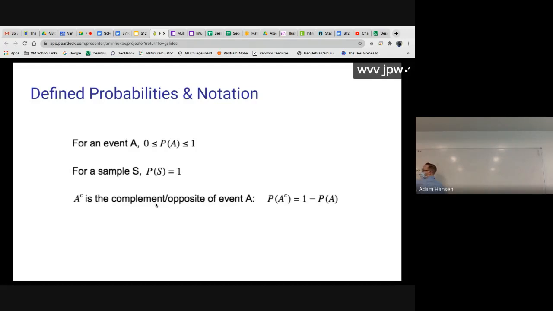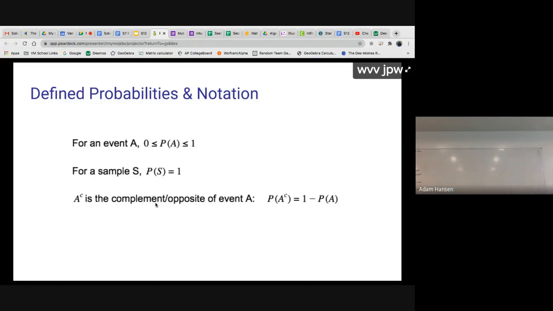Does that make sense? Here's the chance that one thing happens. Here's the chance that everything else happens as its opposite. Shouldn't that just account for 100% of all possible outcomes? So if I solve this formula for the complement, it should read the probability of the complement is 1 minus the probability of the original event.